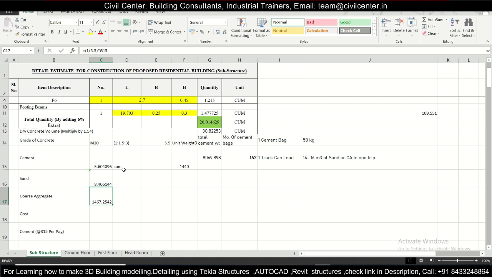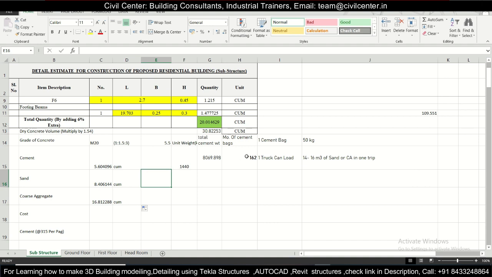So this will be it, and if we copy this, 1.5 into 4.5 into G13. So this will not be 1.5, instead it will be 3 divided by 5.5, because this is the ratio of the coarse aggregate. So this is the fine aggregate, 1.5 by 5.5, and this is the coarse aggregate, 3 by 5.5 into this one. So this is the volume of the sand and the coarse aggregate.